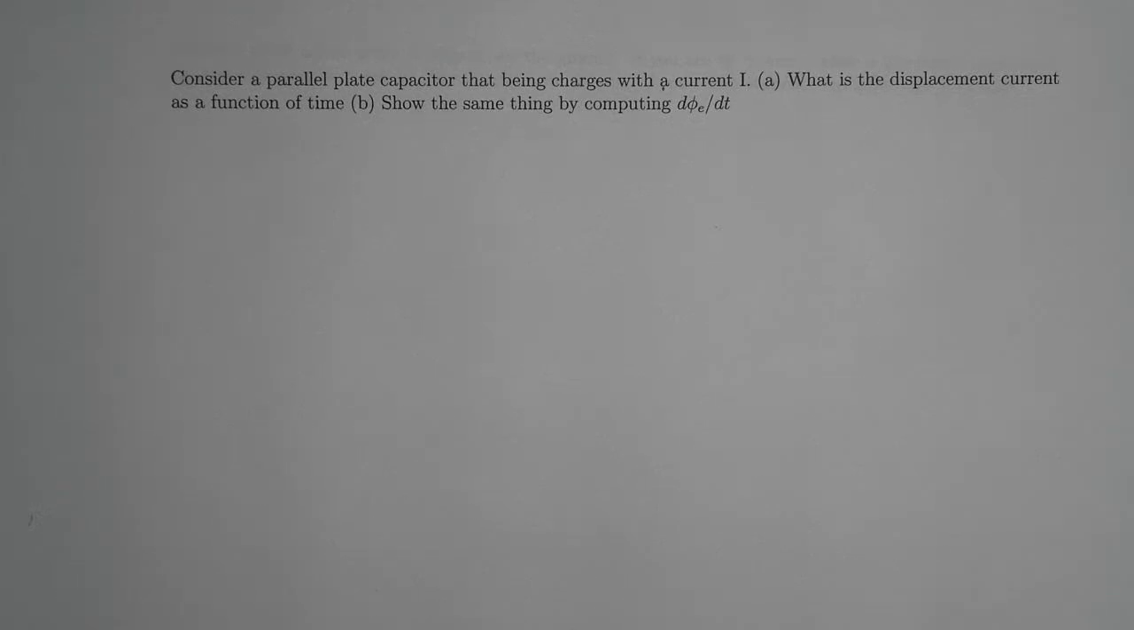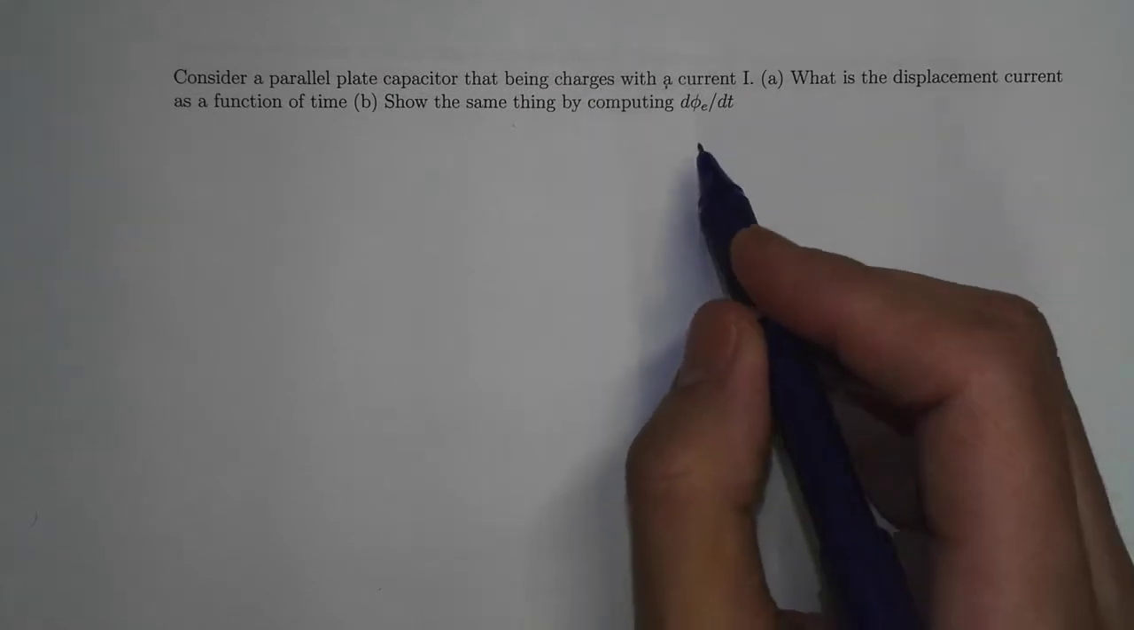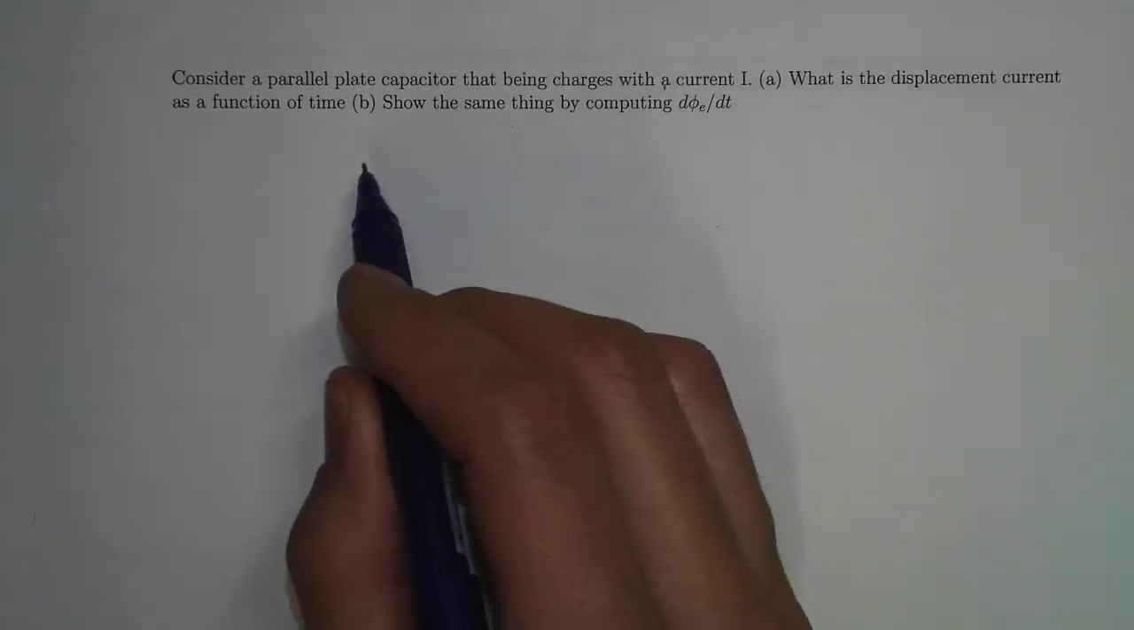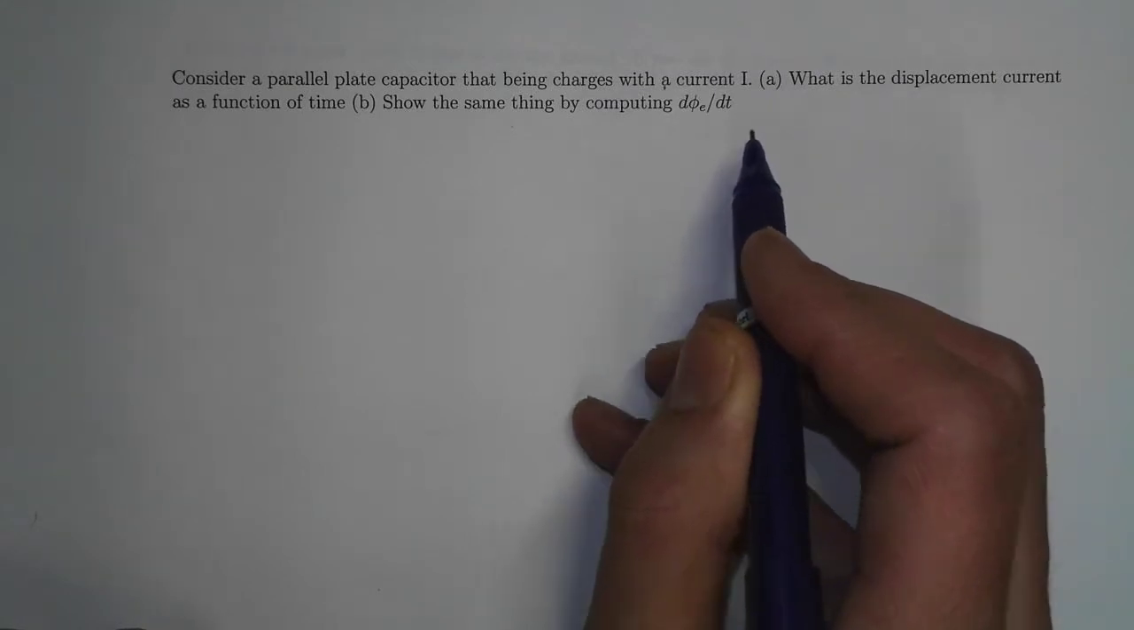Let's consider the following problem. Consider a parallel plate capacitor that is being charged with a current I. What is the displacement current as a function of time? Show the same thing by computing dΦ_E/dt.